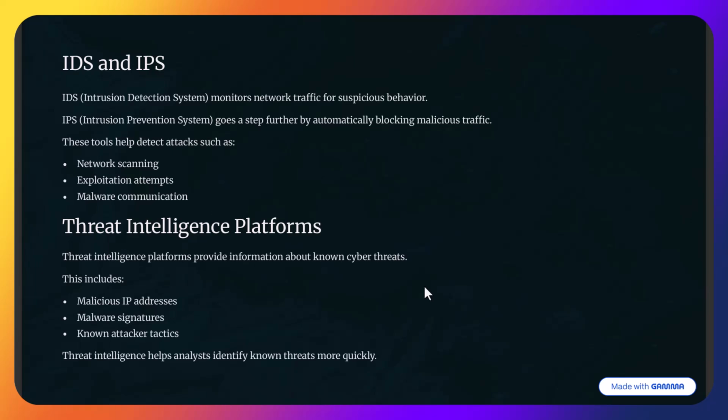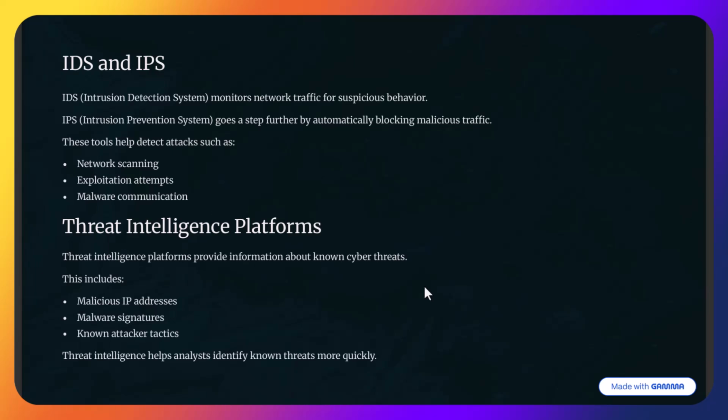IDS and IPS. IDS, which is Intrusion Detection System, monitors network traffic for suspicious behavior. IPS, which is Intrusion Prevention System, goes further by automatically blocking malicious traffic. These tools detect attacks such as network scanning, exploitation attempts, malware communication.